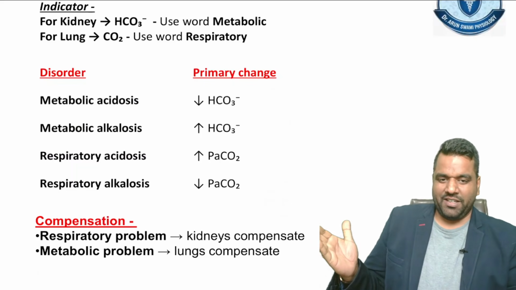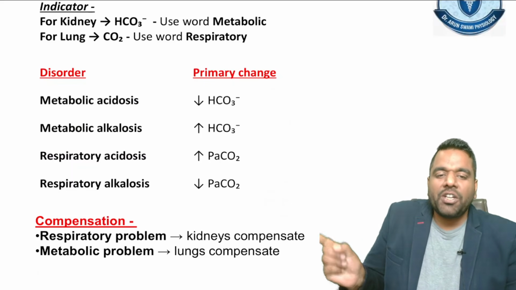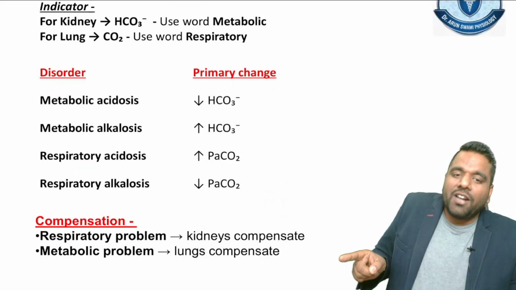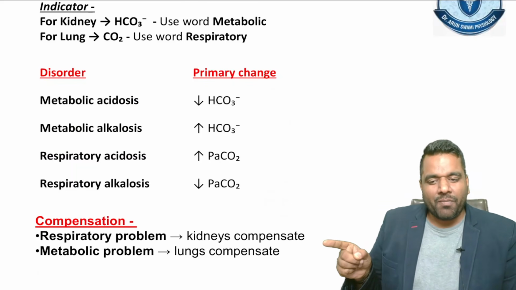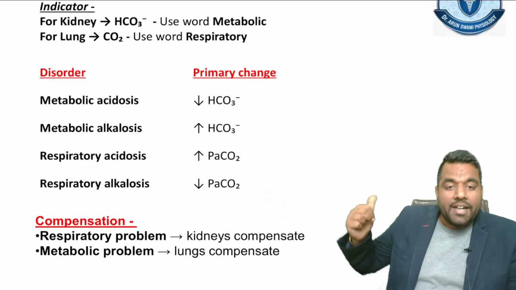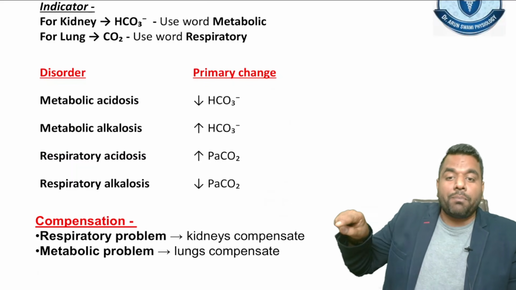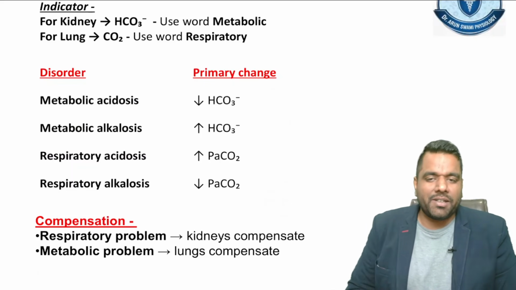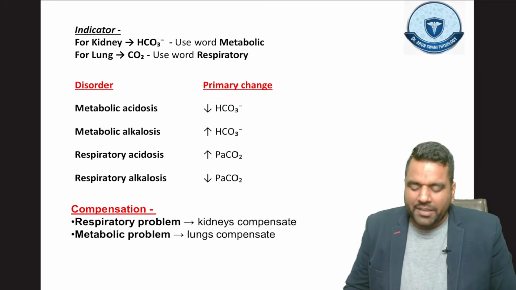So suppose the culprit is CO2, if CO2 is disturbing your pH, then who will compensate? The bicarbonate will compensate. So this is the kidney. If suppose bicarbonate becomes the culprit and is changing the pH, who will compensate? The lungs will compensate. It means the CO2 will compensate. So this is how we have to easily understand.